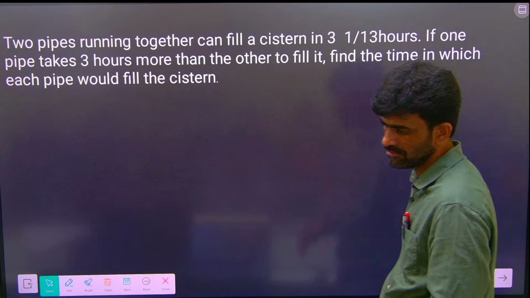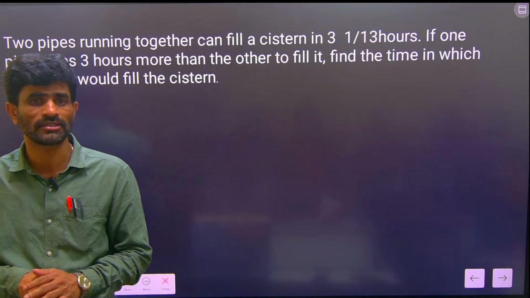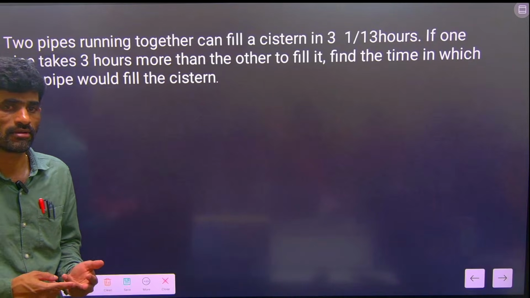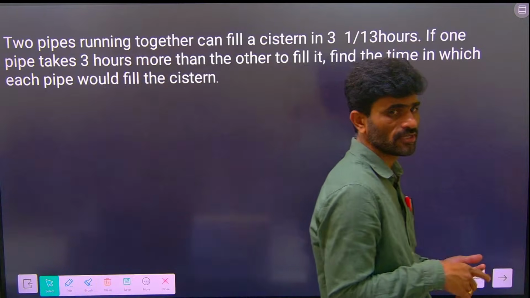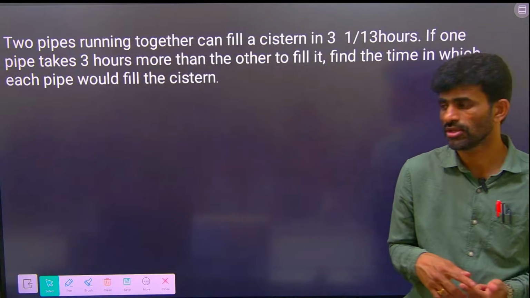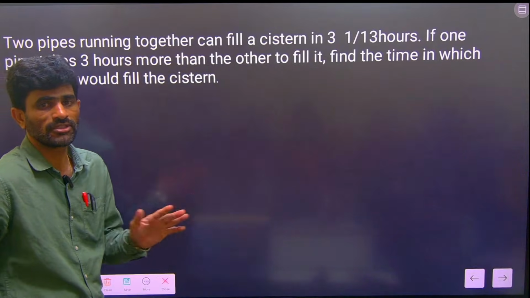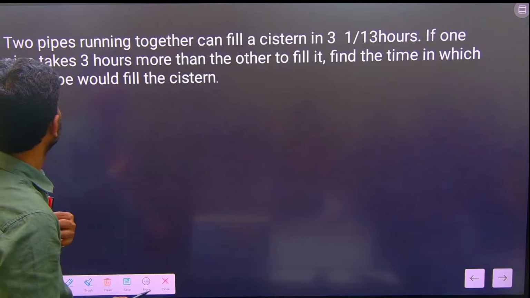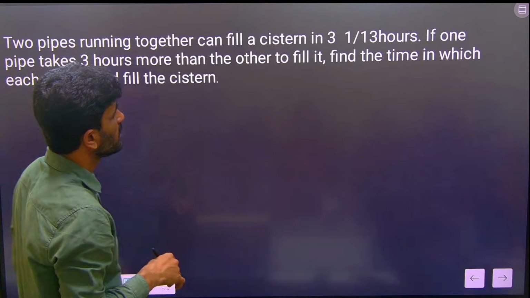Work and time. Pipes, systems. 5 marks question. These all are 5 marks questions. 2-digit number, rain related, motorboat related, now pipes related. All these are 5 marks questions. You work on it. Once you know how to frame the equation, you will get 5 marks. So here also 2 pipes are there. Together they are taking time here.